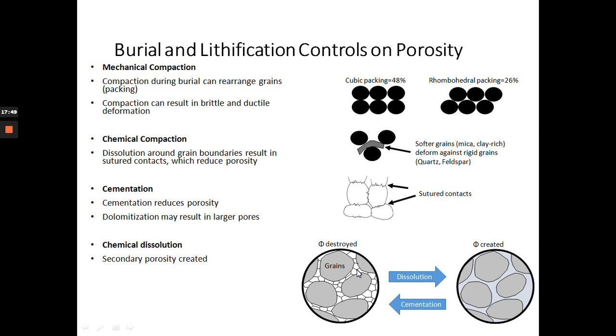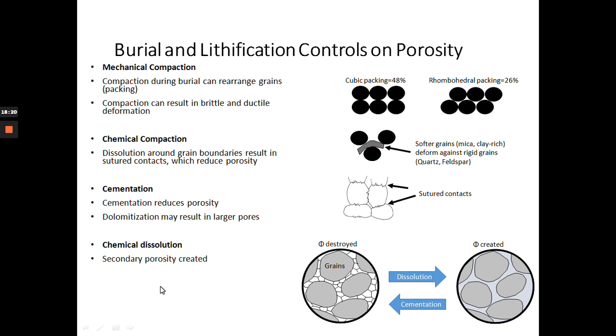Right? But just be careful, this is not always the case. Some minerals can actually grow larger. So the process of dolomitization, precipitation of dolomite in between grains, can result in larger pores. They push the grains further outwards because the crystals are growing larger and larger. So this is a generalization. Generally, cementation reduces porosity.